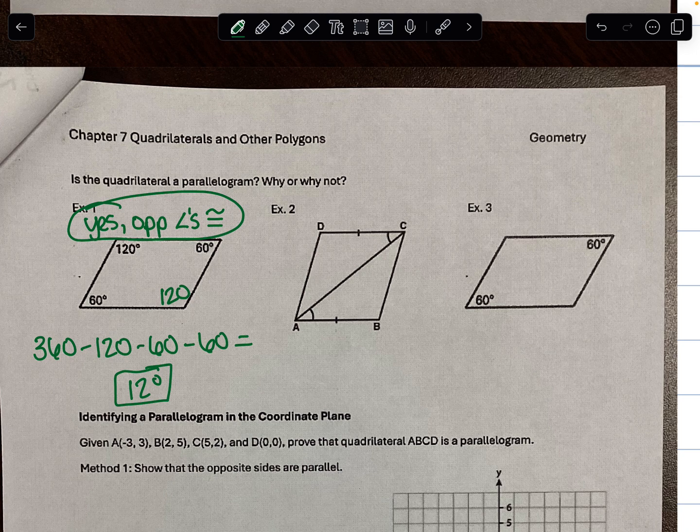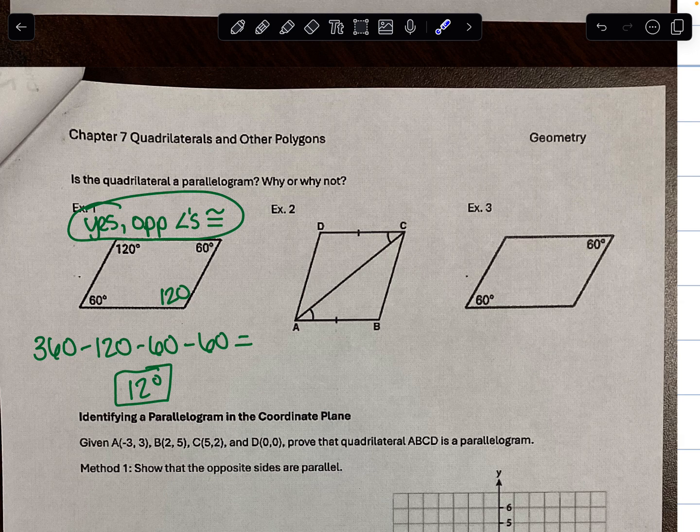Okay. All right. Any thoughts on example 2? This one is a little tricky. Think about the new one we talked about today. What was the new one we talked about today? Congruent and parallel. One pair of sides is congruent and parallel. There's one other thing in this figure that will tell you that.